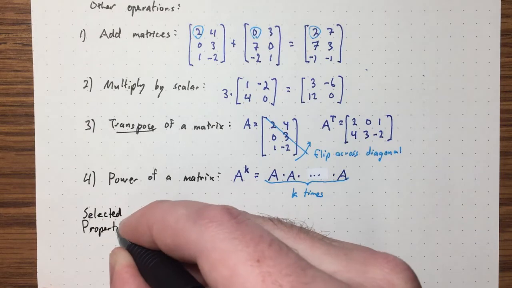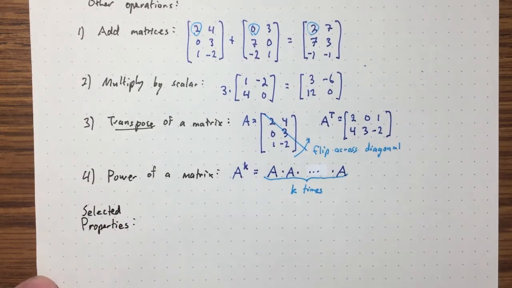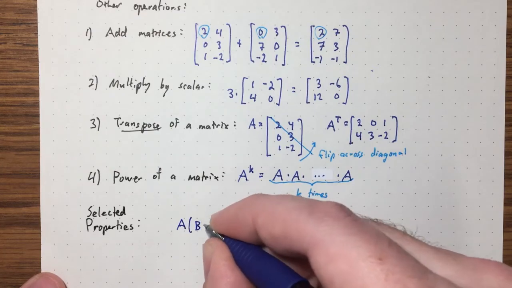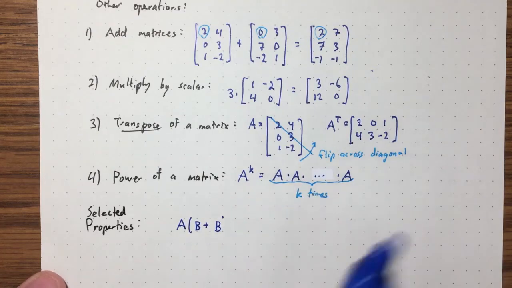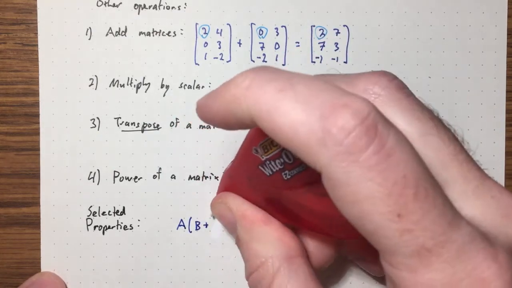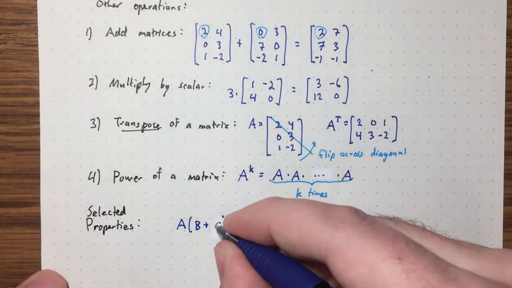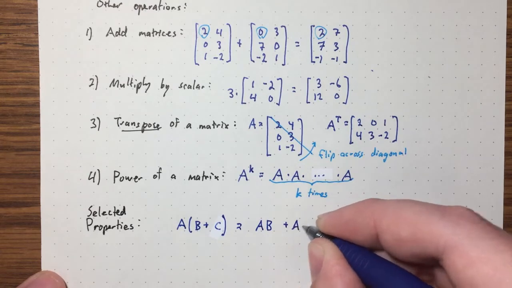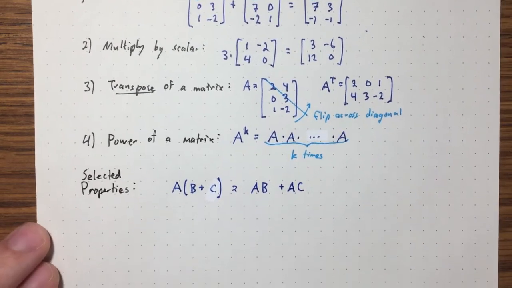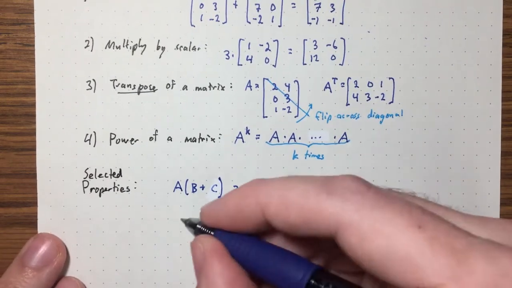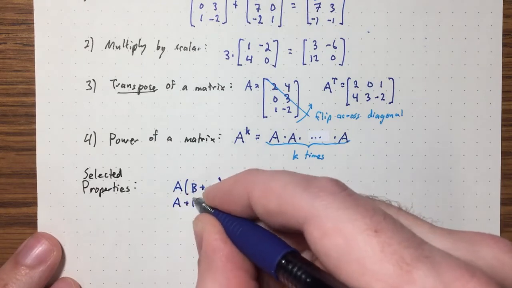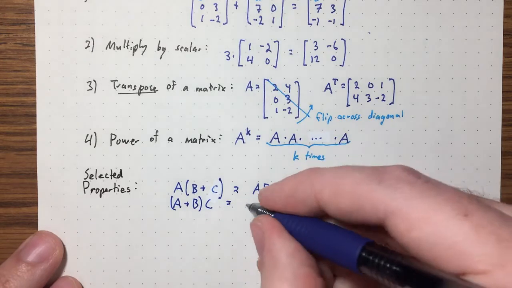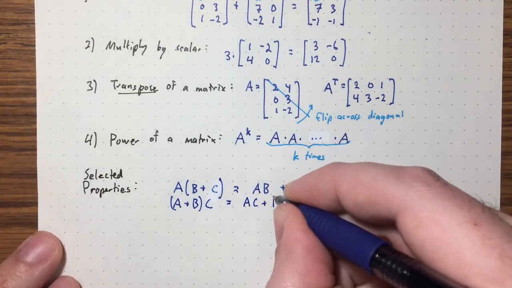Because I could probably write down 20 or 30 properties. Let's just say some of the most important ones. So here's a property. If you do A times B plus C, that's the same as doing AB plus AC. So there's a distributive property for matrices. You can do that the other way around too. If I have A plus B and I do C on this end, that's going to be AC plus BC.